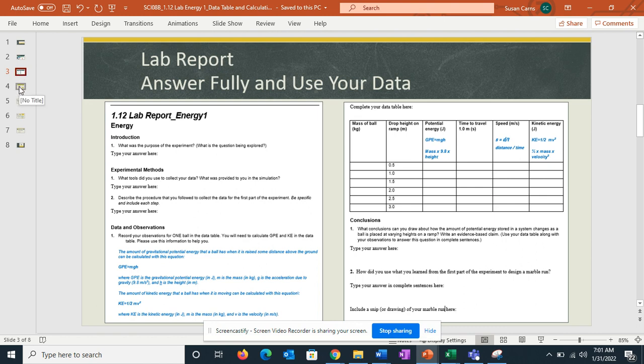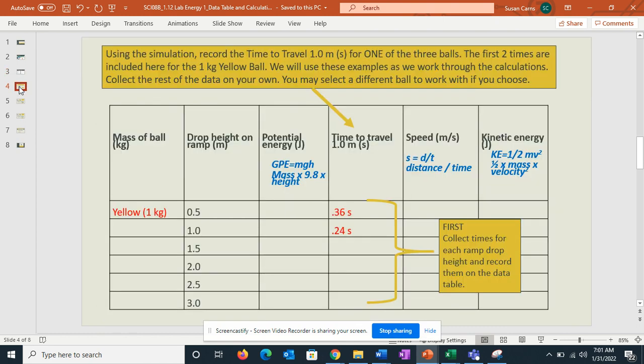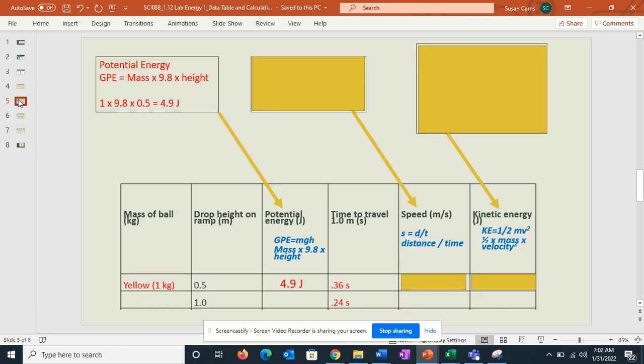And again, you'll find that data table in the lab report itself on the second page. Here's an expanded view of the data table. I've provided the first two times that it took the 1 kilogram ball, the yellow ball, to travel 1 meter at two different drop heights, 0.5 meter and 1 meter. From there, we can do the rest of the calculations.